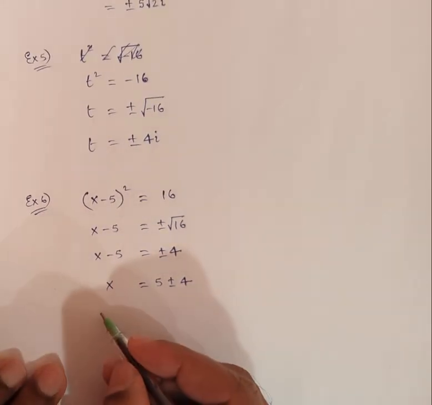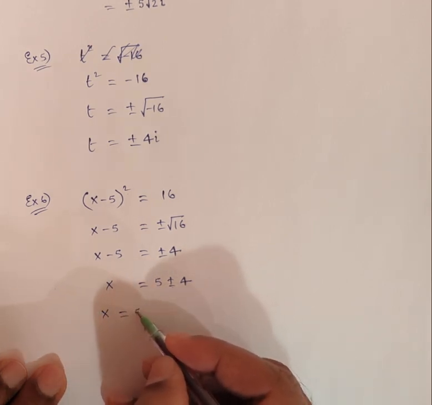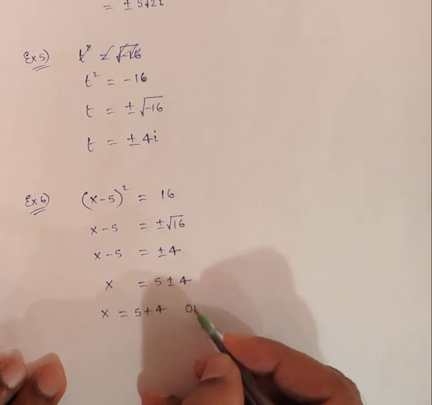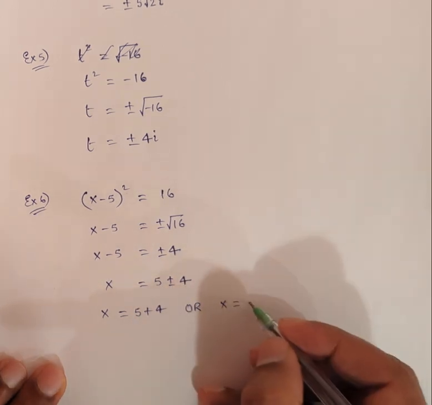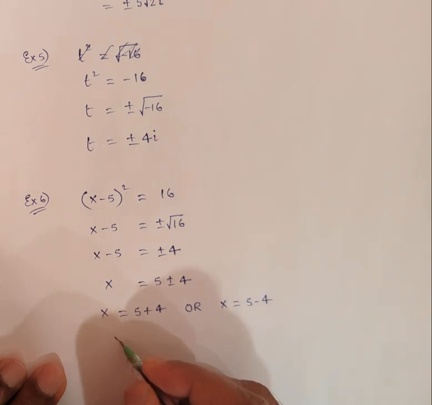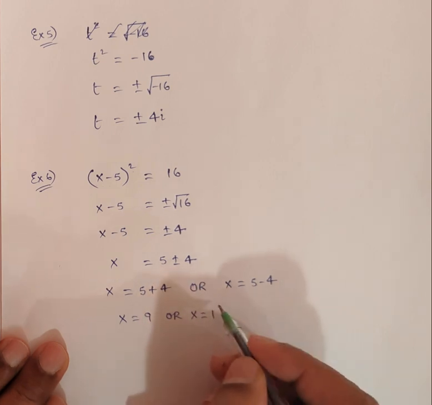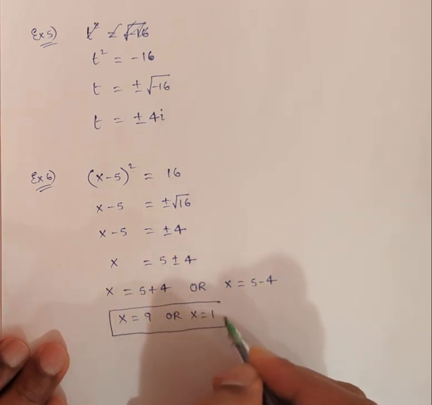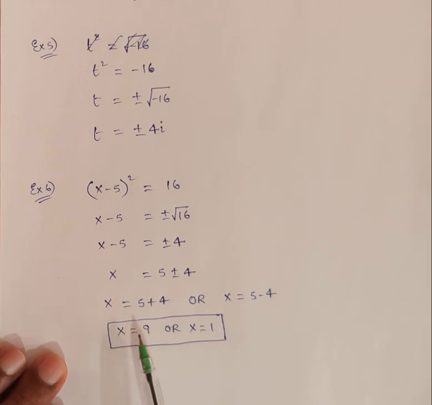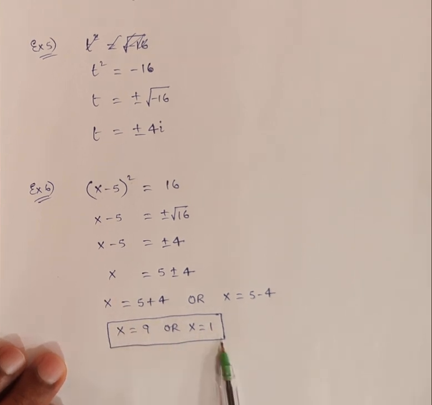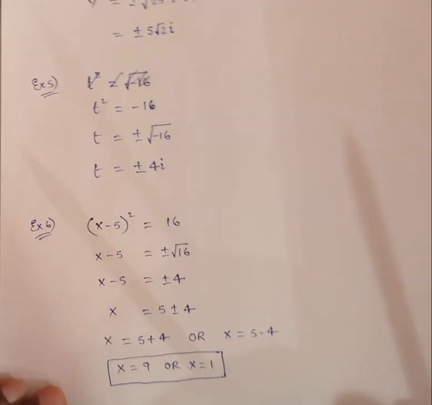So now my answers, I have 2 answers. In one, I will be using plus, so x is equal to 5 plus 4. Or in the other, I will be using minus, x equals 5 minus 4. So these are my 2 answers: x equals 9 or x equals 1. So anytime I solve a quadratic equation, I will get 2 answers. Sometimes those answers are real, like this, or sometimes they are imaginary. And sometimes I may get only 1 answer.